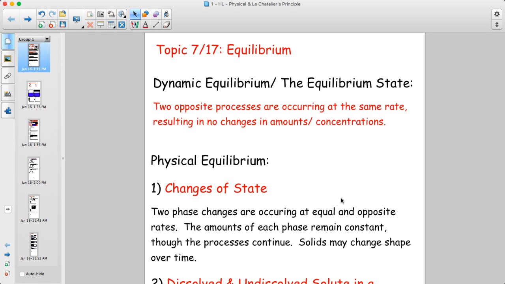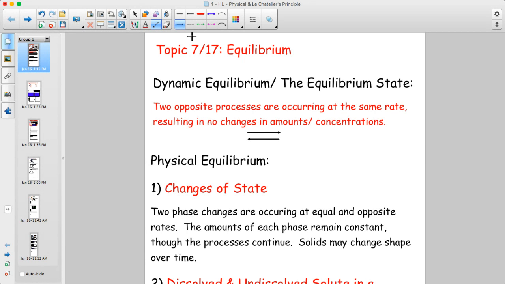Okay, this video is going to be an introduction to topic 7.17, which is equilibrium. The term equilibrium, or dynamic equilibrium, or the equilibrium state, refers to when you have two processes occurring at the same rate, but opposite to each other. The fact that they're opposite and occurring at the same rate means that they cancel one another out. So overall, there are no changes in the observed amounts or concentrations that are involved.